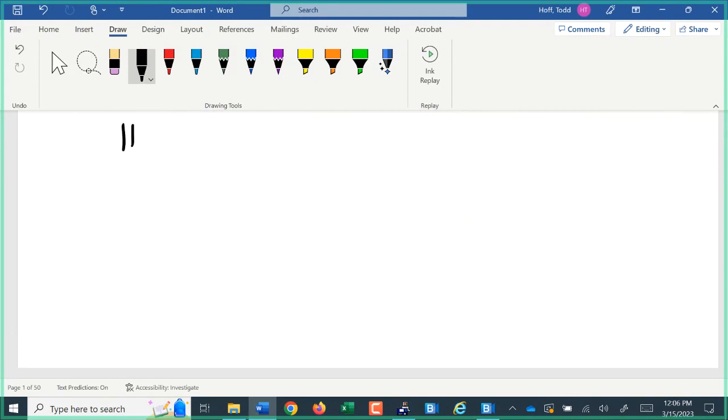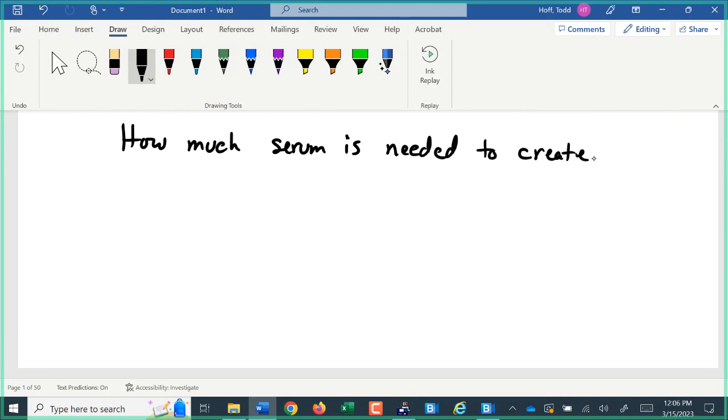We might ask how much serum is needed to create 120 milliliters of an 18% volume in volume solution.